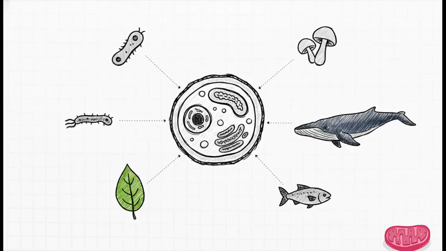So the really crucial takeaway here is that this intricate, super organized little city, the cell, is the secret to life. It's the common architecture, the basic blueprint that you'll find in every single living thing on this planet, from the teeniest bacterium to a massive blue whale.